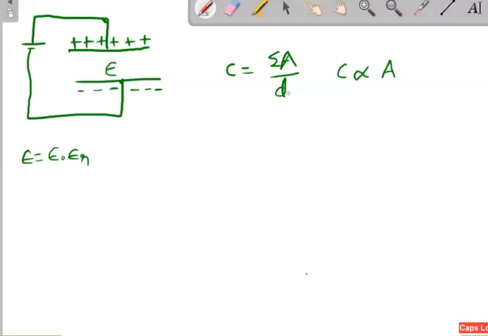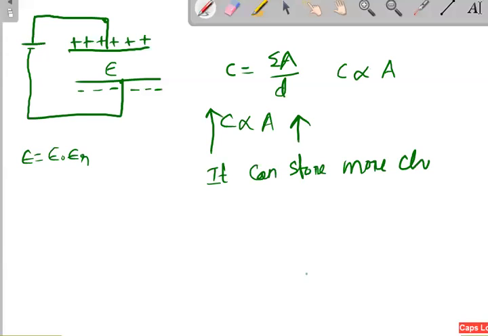Once D is constant and epsilon is constant, C is directly proportional to A, so you are getting more capacitance. As the area increases, the capacitance value increases. That means it can store more charge. What is the meaning of this? If the capacitor value is high, it can store more charge. Why? How can it store more charge?